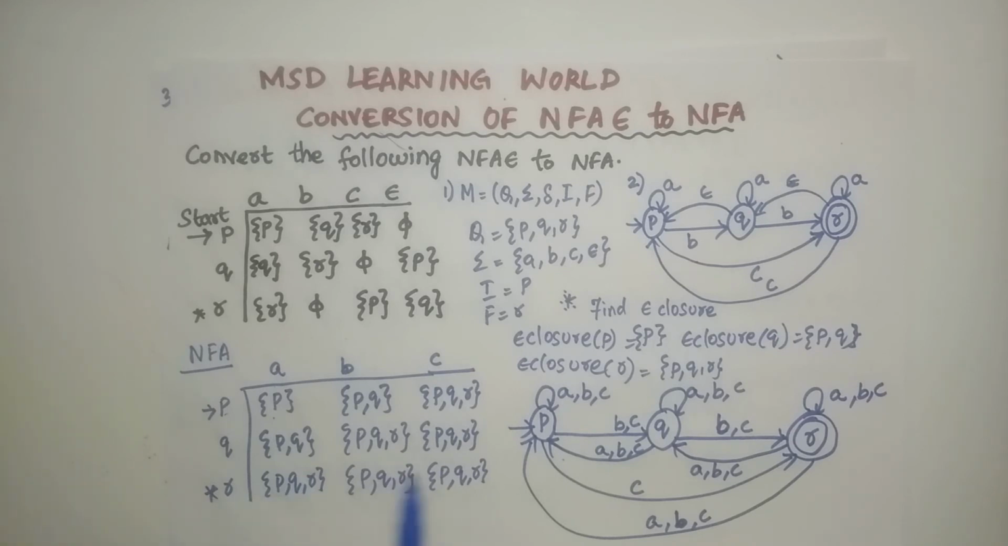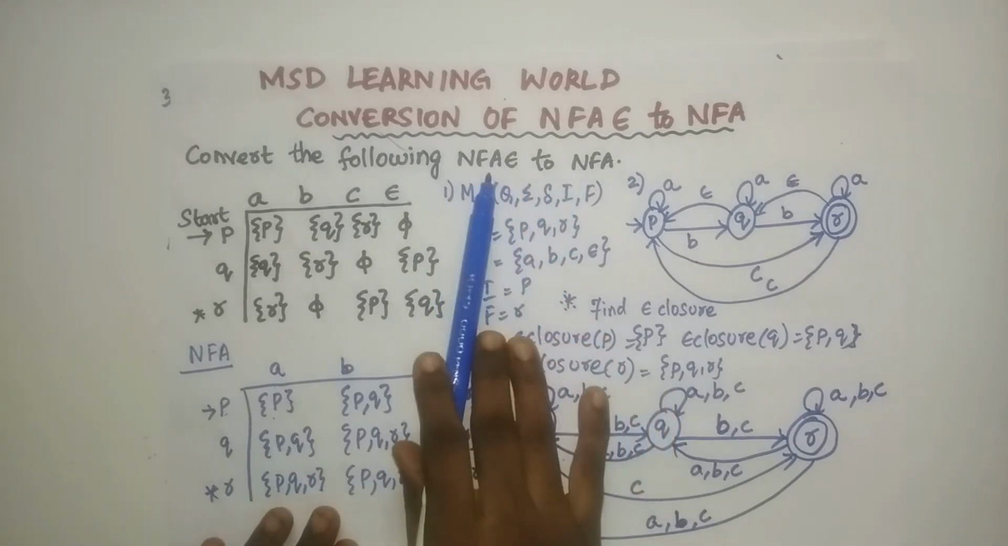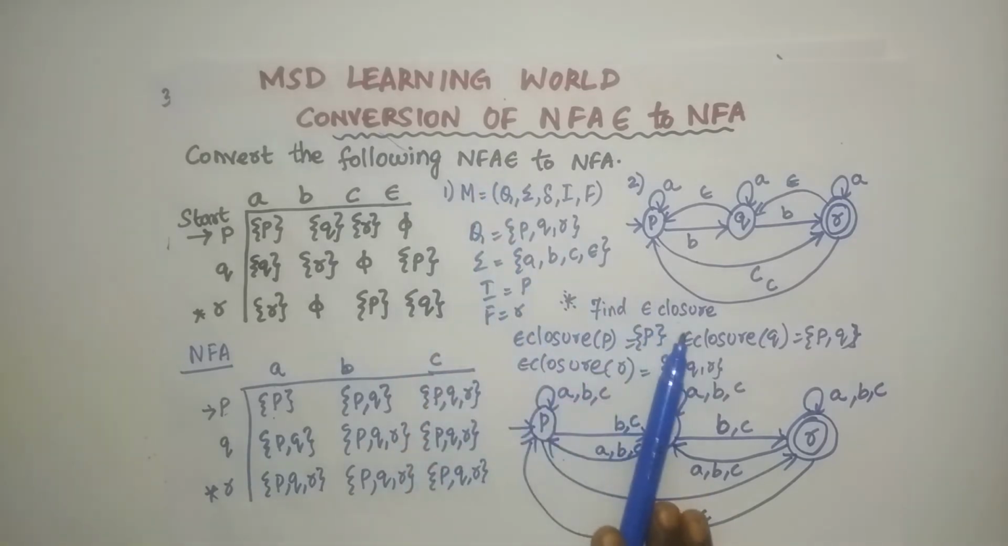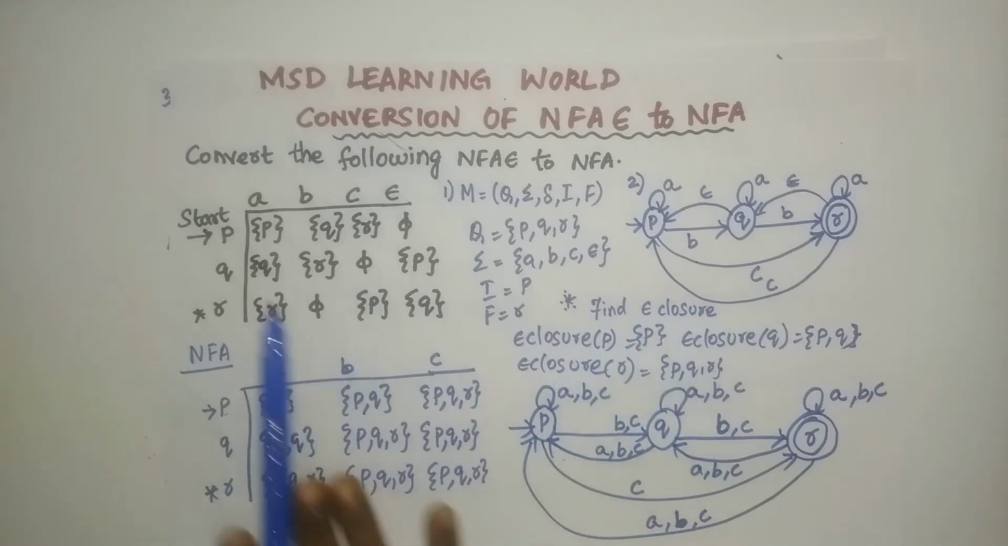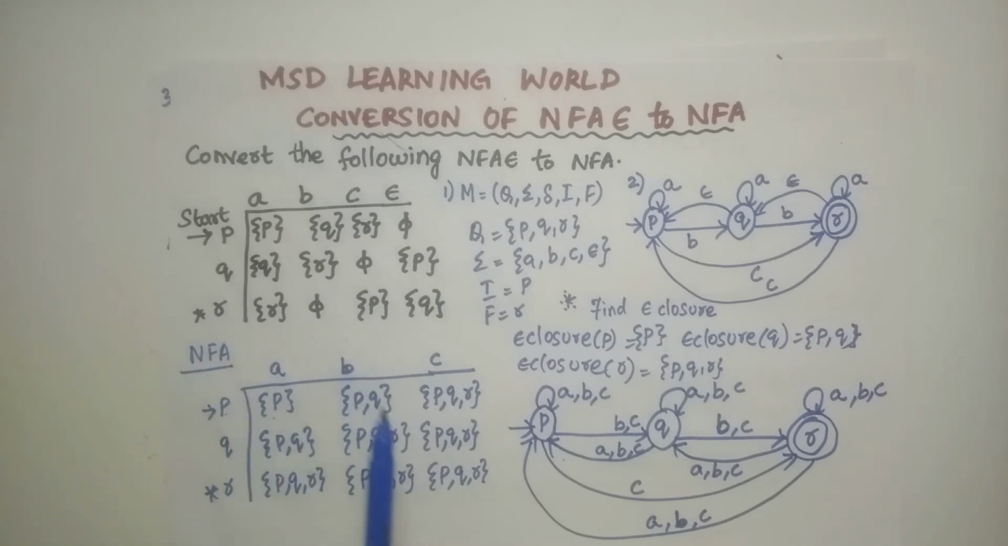I think you are clear. Whenever you want to convert NFA epsilon to NFA, you have to eliminate the epsilon transition by finding the epsilon closure. After finding it, you are not going to create new states. For each and every state, you are going to find the transitions for A, B and C. And at last, you are going to draw the NFA transition table and the NFA transition diagram. I think you are clear with the entire conversion process.